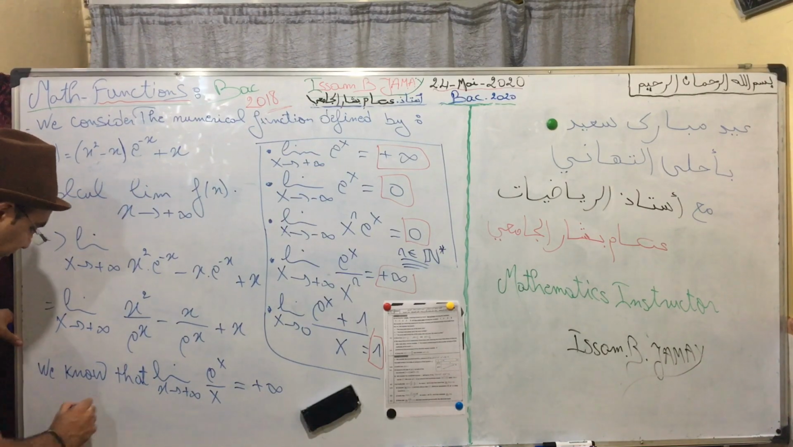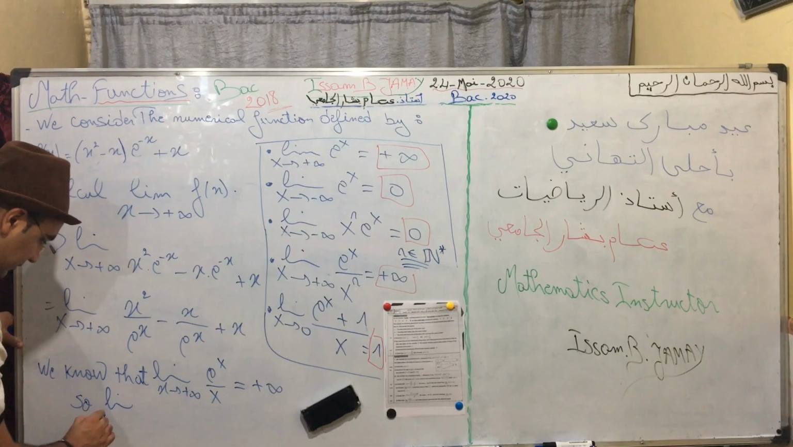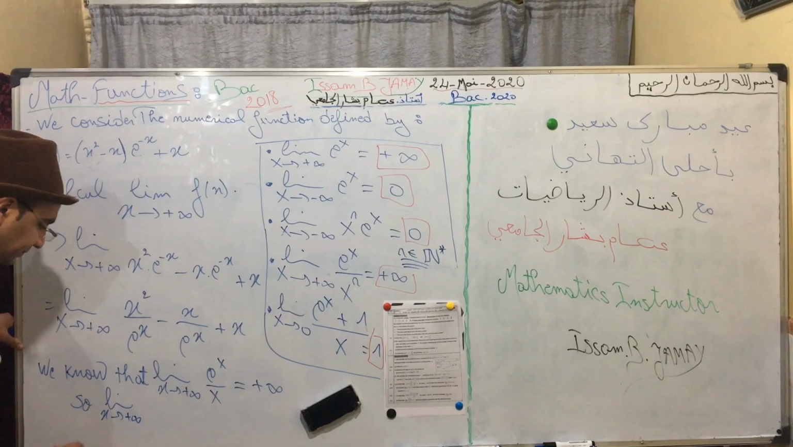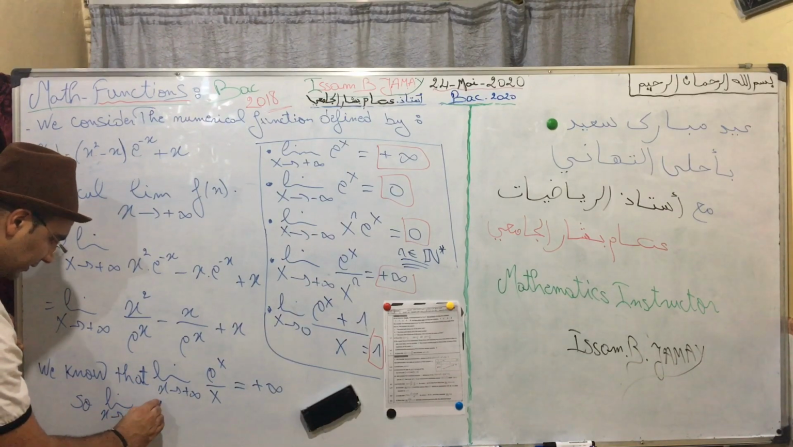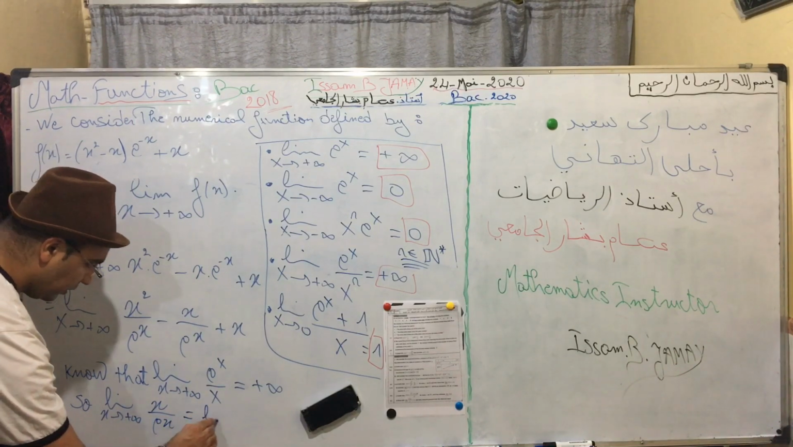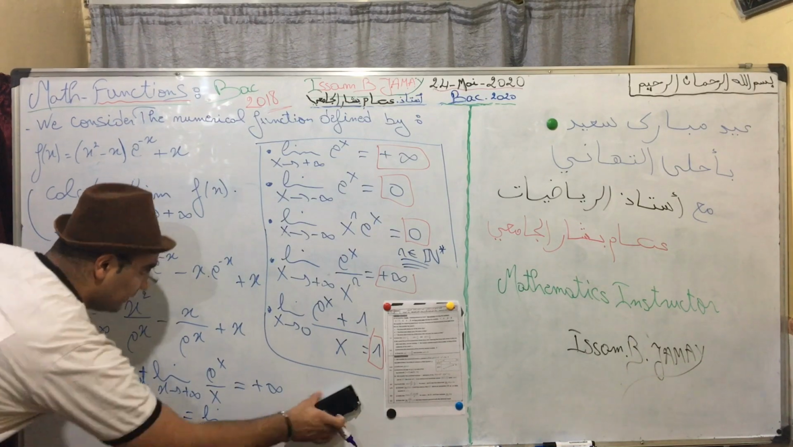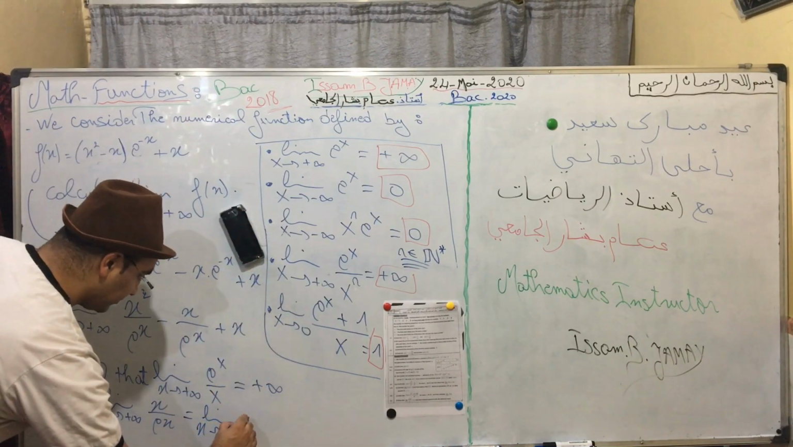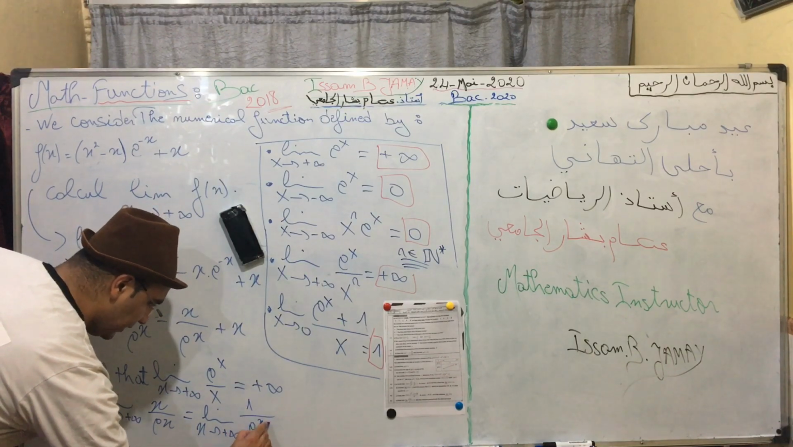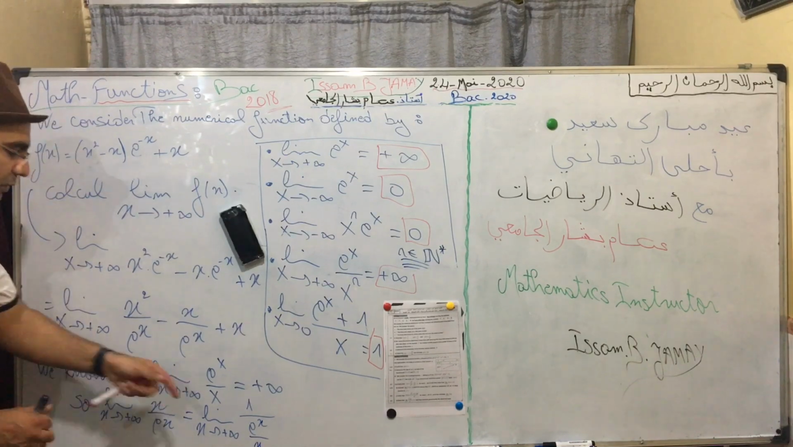Look at this. We can do so. Limit when x goes to plus infinity of x divided by exponential x is equal to what? To the limit when x goes to plus infinity of 1 divided by exponential x over x. All right? So we do the inverse.